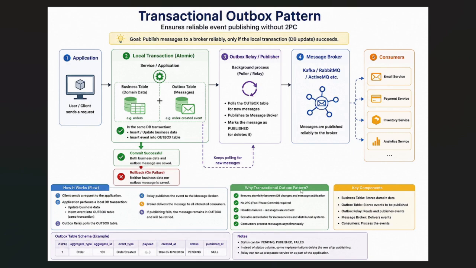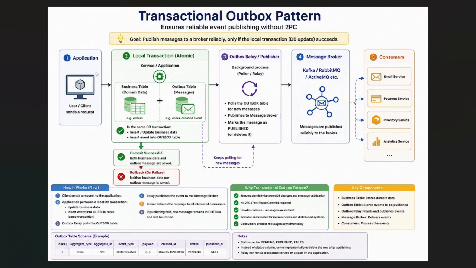Today we are going to understand one of the important microservices design patterns, which is the transactional outbox pattern. First of all, let us understand what this pattern is, and then we will go into the pros and cons.